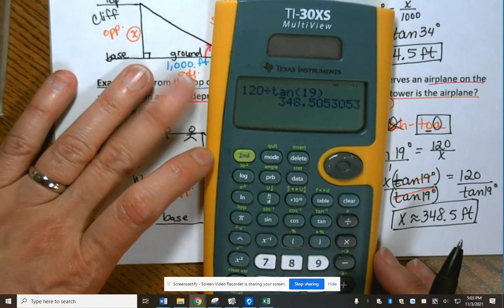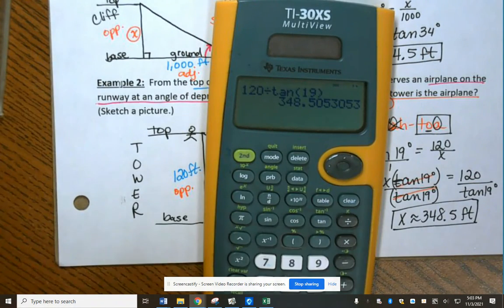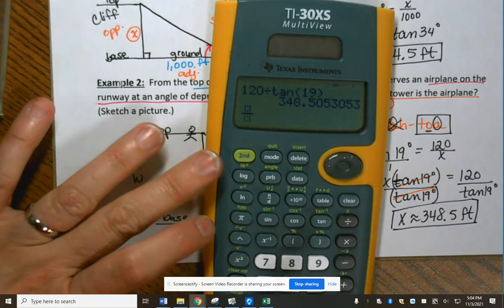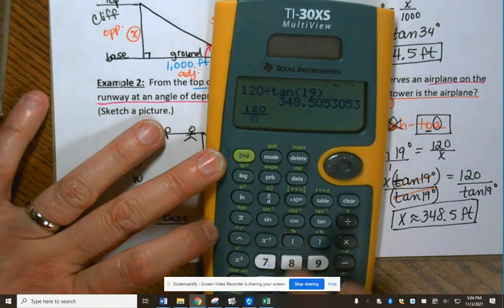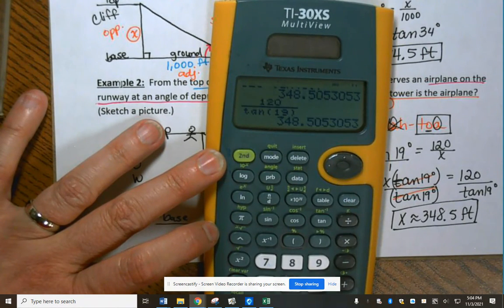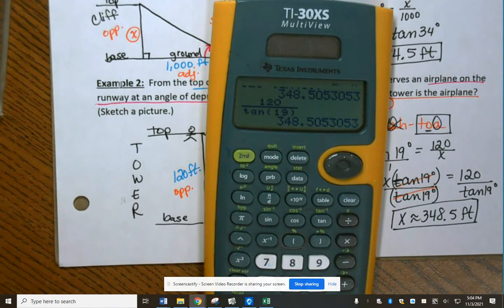Now notice I was looking for a side length, so I used the plain tangent function, not the inverse. Or you could put it in as a fraction, 120 over tangent of 19 degrees, and you still get the same answer.